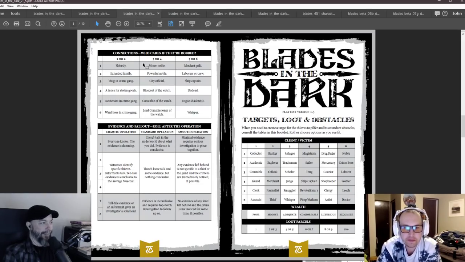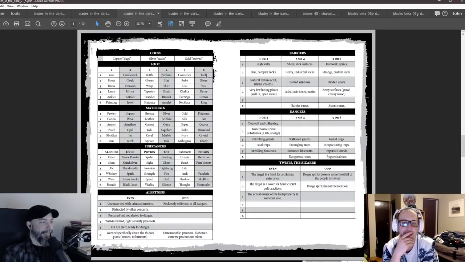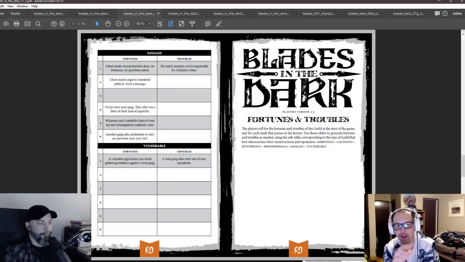So, more random tables. I like this one. Who cares if they're robbed? A minor noble, a whisper, the Lord Commissioner of the Watch. That's bad. That's a bad one. It seems like the worst result on that table is a whisper, which I love. It is the worst, yeah.